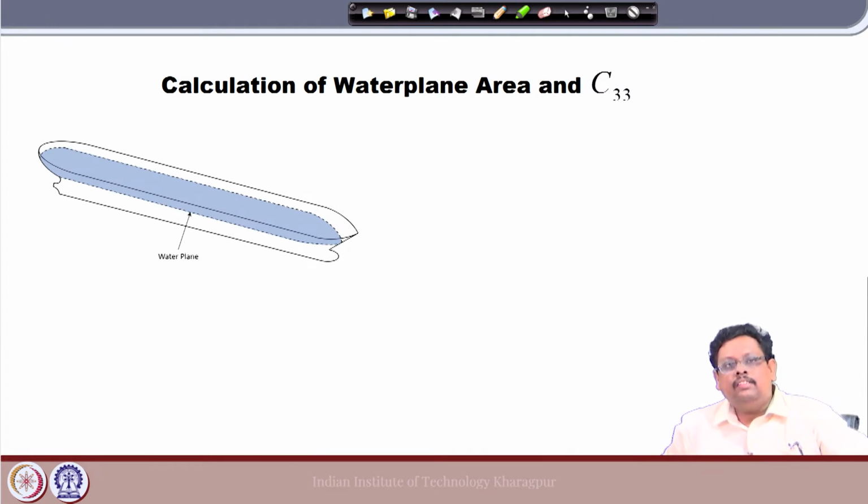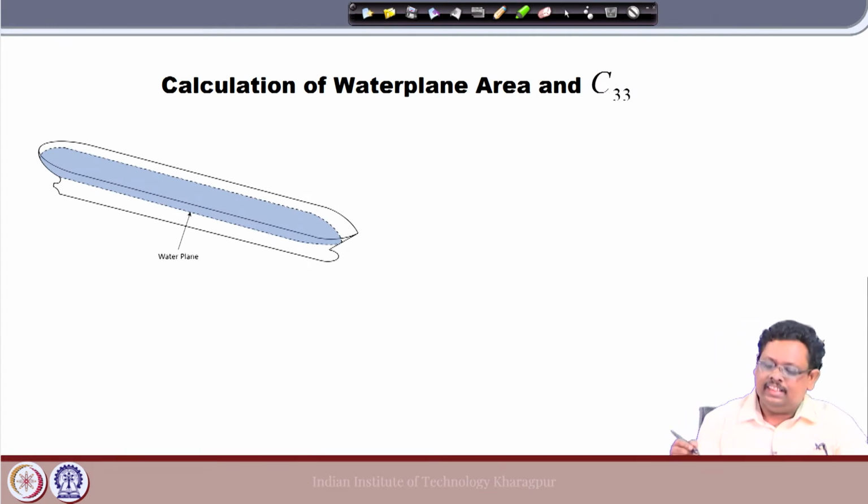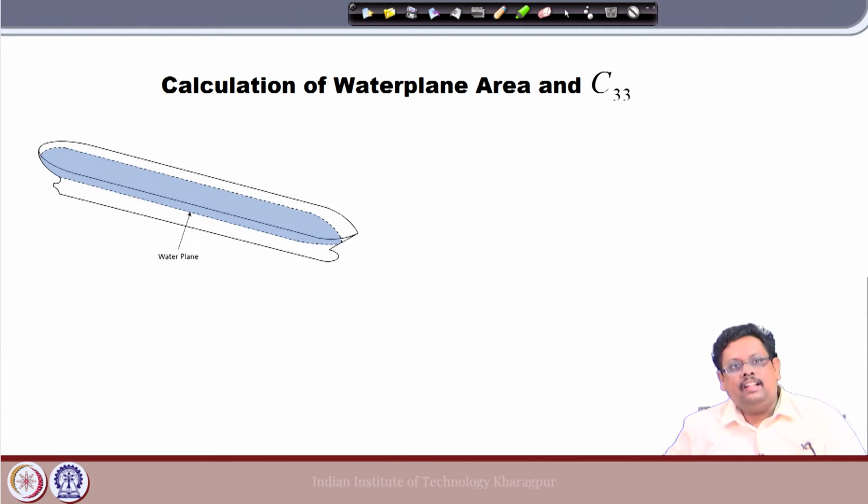Now, how are we going to calculate C33? You know that it is rho g into the water plane area. Here I have a nice picture, and you can see what the water plane area actually is.